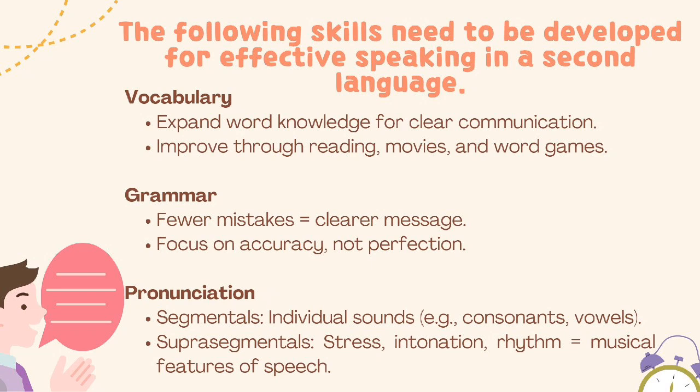So the third one that we need to develop in speaking a second language such as the English language is pronunciation. Pronunciation is about how we say words, and it plays a big part in how well people understand us. It's divided into two types: the segmentals and suprasegmentals.